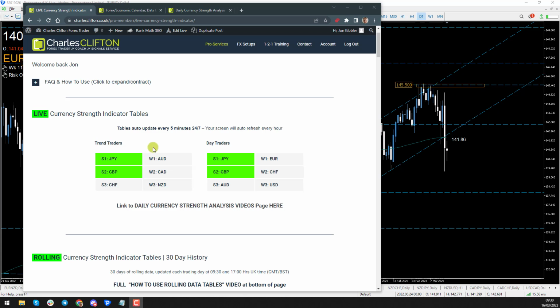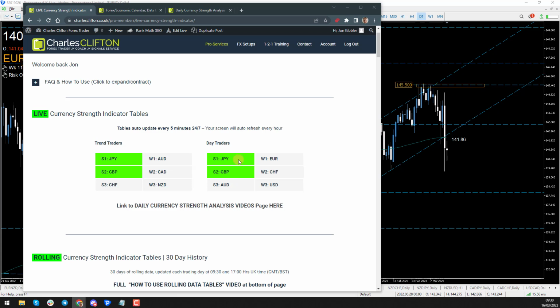Here you can see we have our two tables in front of us. We have the trend traders table and the day traders table. These are the same studies but just highlighting different time frames. The tables auto update every 5 minutes, 24/7, meaning that our members can see how the markets shape up in real time. We use these every single day ourselves, and they help us strip out the noise in the markets and focus on actionable pairs.